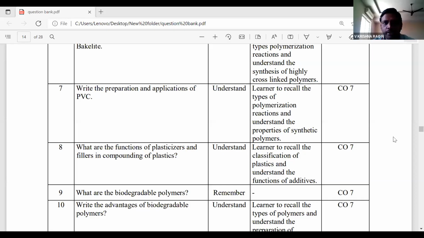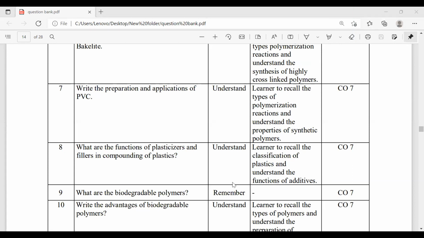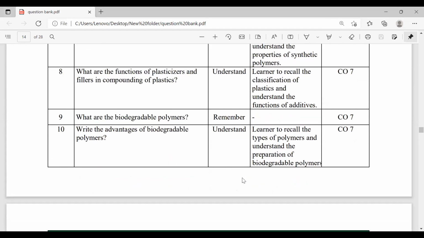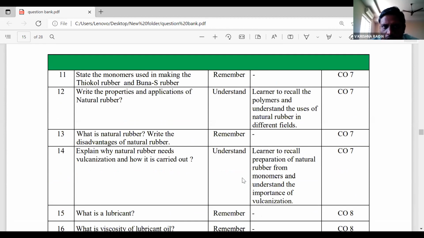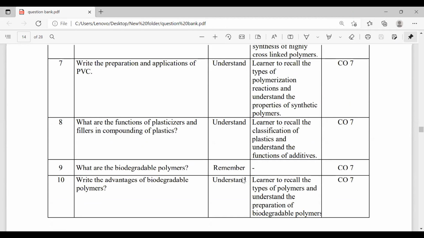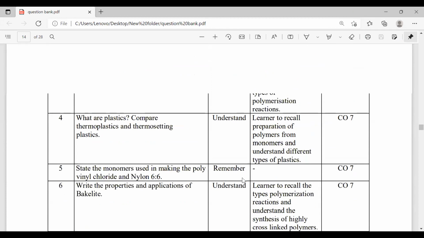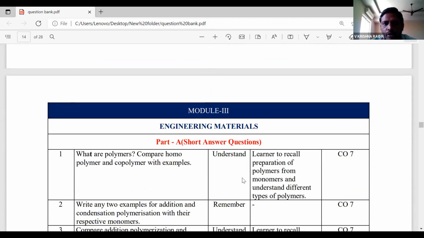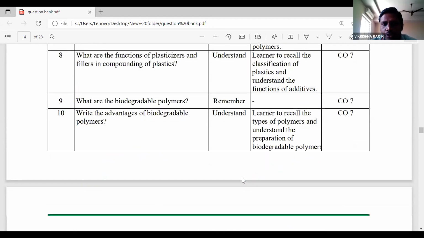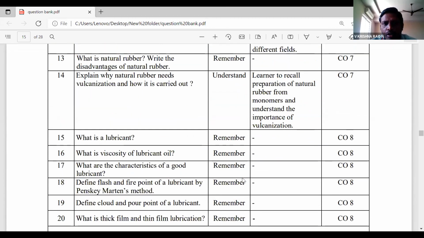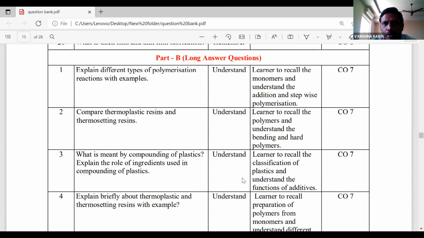This is the question bank I'm sharing. Is it visible? Yes, sir. This is module 3, Part A. These are the short answers; you won't get them from this module. You go directly to Part B, where the long answers are.